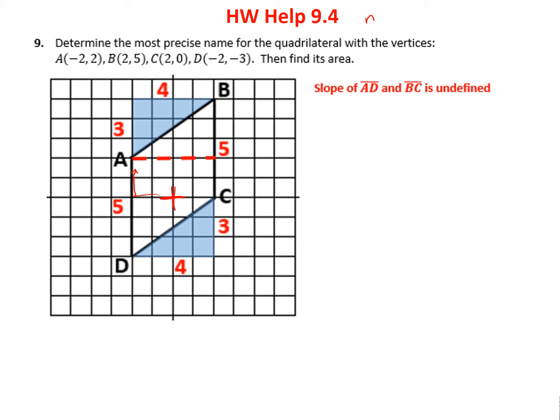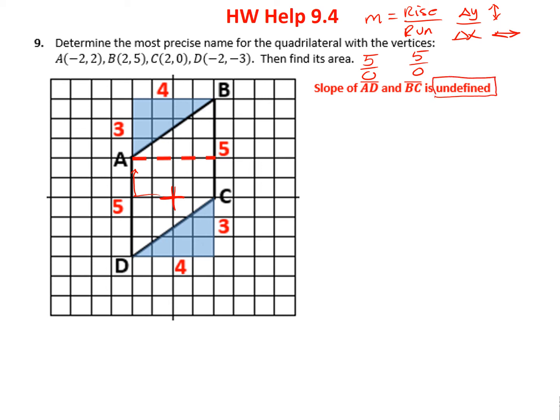Remember, slope is rise over run. That's the change in y, the up and down, over the change in x, which is horizontal. So in this case, in AD, it goes up 5, but it doesn't go over at all. And likewise, same with BC. The y goes up 5, but x is 0. Now, you can't divide by 0, and so that's why this is undefined.